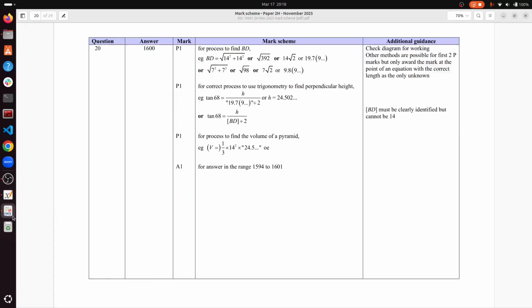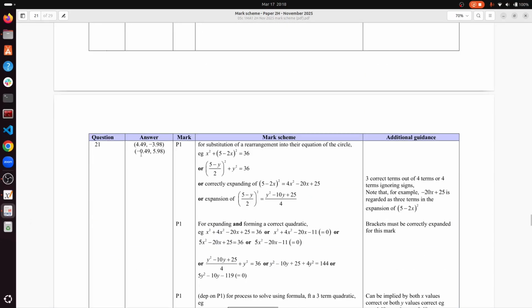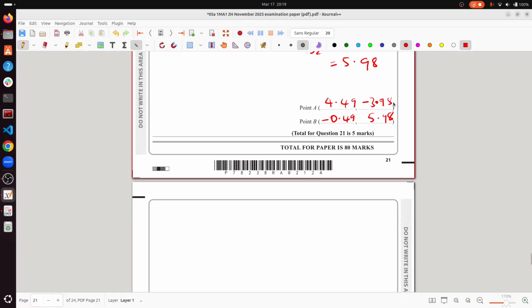Check a mark scheme. 4.49, and that's correct. That's the last question.